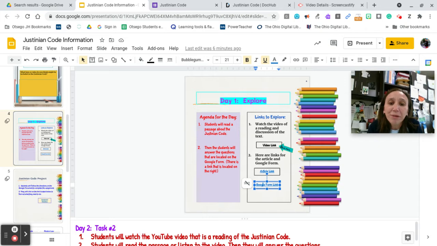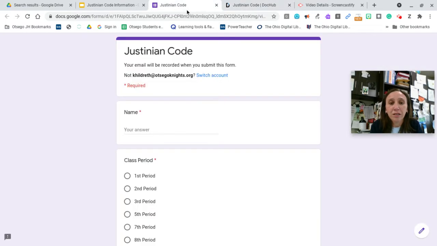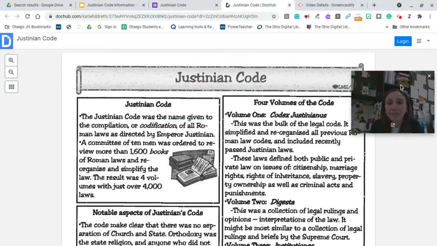Students will read a passage about the Justinian Code. So we're going to read and discuss it together. And then you will answer some questions that are located on a Google form. There's a link for the article, there's a link for the Google form, and there'll be a link for the video. So here's your article. Here's the form. You'll fill out the questions. Okay, so let's get started.